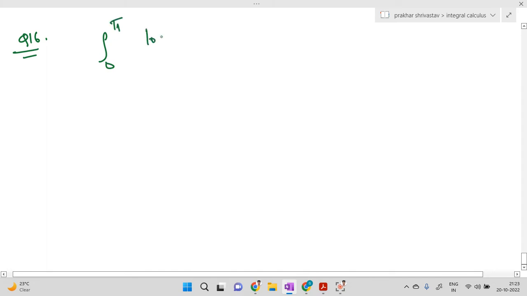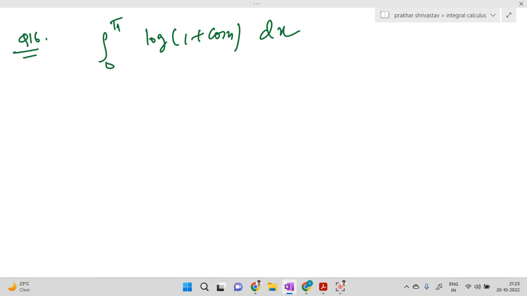So question number 16: integral 0 to pi log of 1 plus cos x dx. So what shall be done? It's f of x, integral 0 to a f of x is equals to integral of f of a minus x, limits 0 to pi, 0 to a. So it becomes log of 1 plus cos of pi minus x.